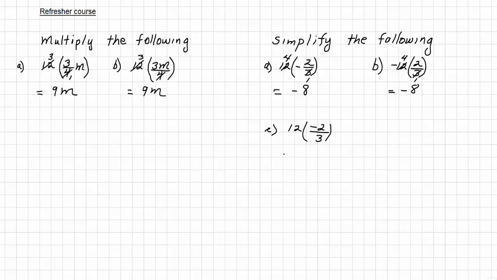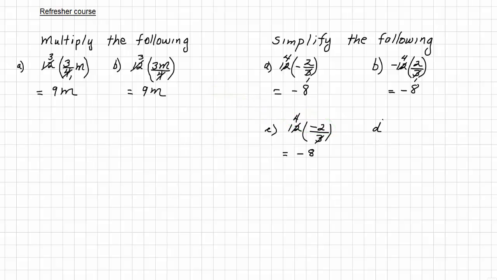The third example here is slightly different. It's written as 12 times -2/3. So again, you divide the numerator and denominator by 3. You get 4. Now this is 4 times -2, so you end up with -8.